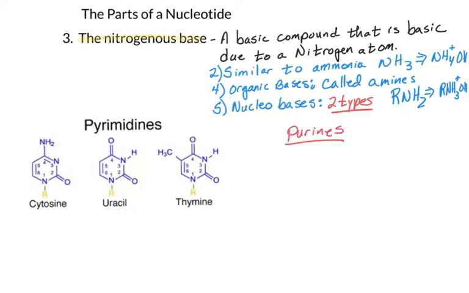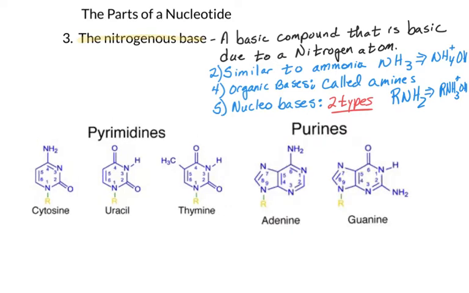And the second type of nitrogenous base are the purines. Now the purines are a little bit larger. They have the 6-membered ring that's similar to the pyrimidines, but then they have an attached 5-membered ring off to the side. The 2 common ones are adenine and guanine.